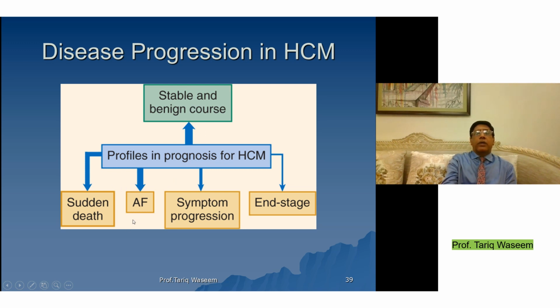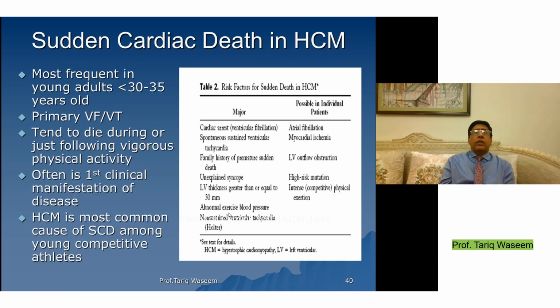Some would develop atrial fibrillation, so it can be considered as one cause of atrial fibrillation. Few may have sudden death, and then maybe progressive symptoms, and finally heart failure. The most feared outcome in patients with hypertrophic cardiomyopathy is sudden cardiac death. It is more common in adults less than 35 years of age.